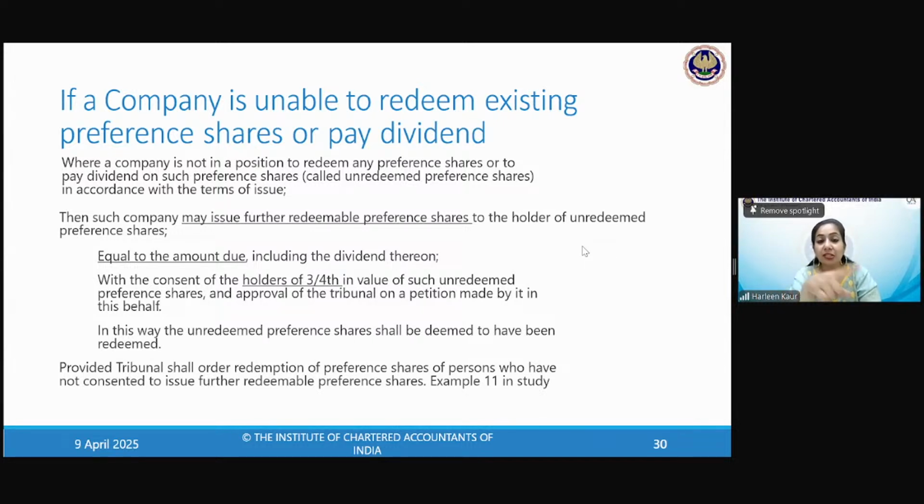All right. So this is the summary of what I was explaining to you from the study material. If the company is not in a position to redeem the preference shares or is not paying the dividend, they will be called unredeemed preference shares. Now the company will issue further redeemable preference shares only if 3/4 of the shareholders consent, and an application has been filed with the tribunal and approval taken. In this way, those shares which could not be redeemed, for which there was no money, shall be deemed to have been redeemed. And example number 11 in the study material is your homework that you have to go through.